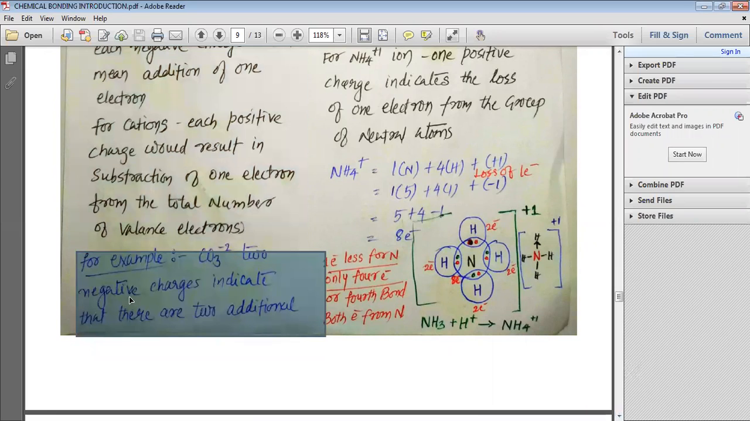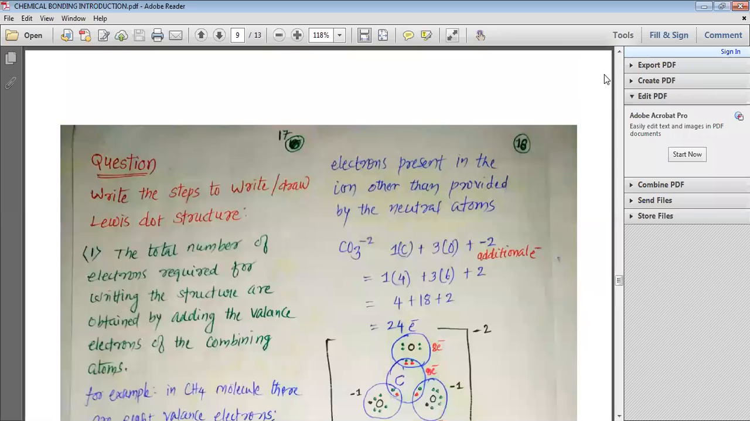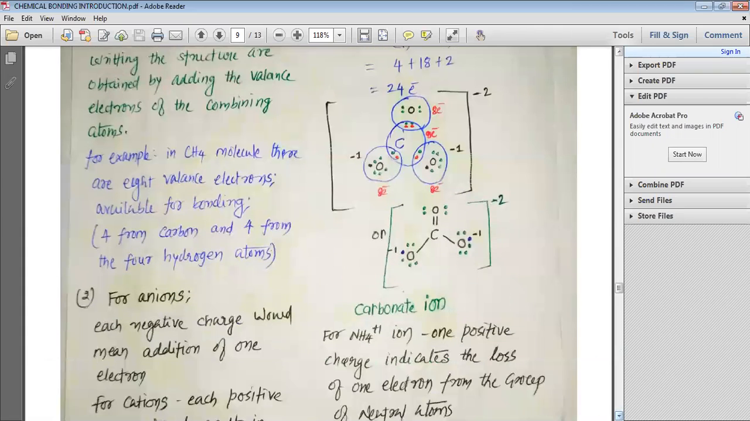For example, CO3 minus 2: two negative charges indicate that there are 2 additional electrons present. CO3 minus 2 represents that minus 2 charge, which means 2 additional electrons. So let us do it for CO3 minus 2: 1 carbon, 3 oxygens and the minus 2 charge, which is the additional electrons. 1 carbon has 4 valence electrons. Oxygen has 6 electrons and there are 3 oxygens, so 6 multiplied by 3, and 2 additional electrons because of the minus 2 charge. So total 4 plus 18 plus 2, that is 24 electrons present in the structure of CO3 minus 2.